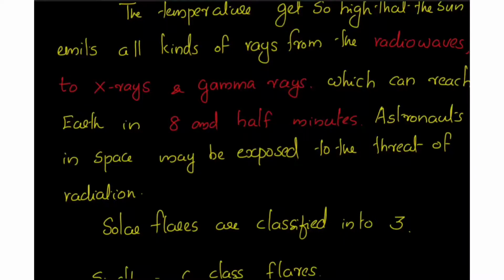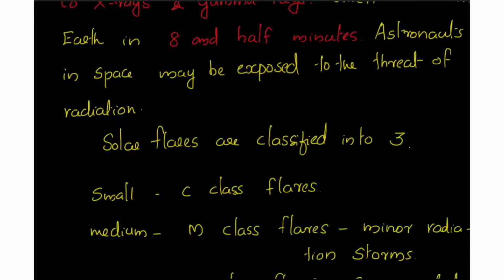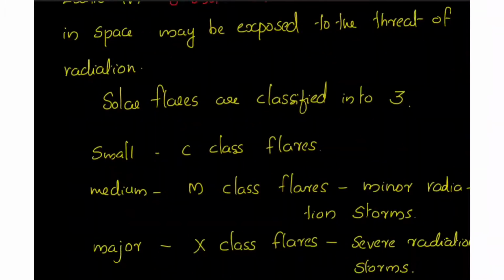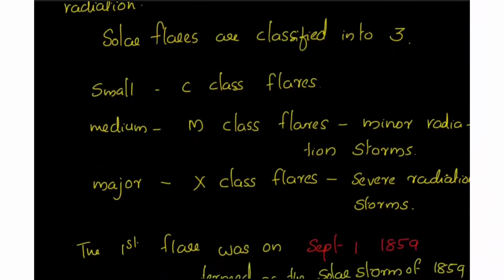Solar flares are classified into three. The first one is the small, the C class flares, and the medium is the M class flares, which cause minor radiation storms, and the major is the X class flares, and severe radiation storms are due to these flares.